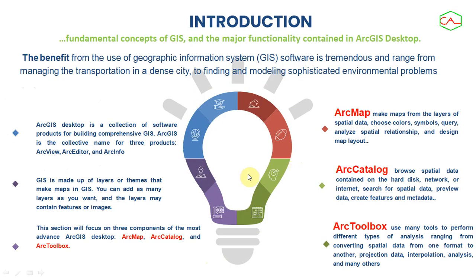Then let's look at what we need to do as a matter of introduction in this video. So the fundamentals and the concept of GIS and the major functionalities that are actually contained in ArcGIS Desktop is definitely what you will learn. As I've just said, these are the three major things we're going to look at: ArcMap, ArcCatalog, and ArcTools. So ArcGIS is a collection of software products that involves three products: ArcView, ArcEditor, and ArcInfo. So ArcGIS is made up of different layers and different themes that you can actually see.